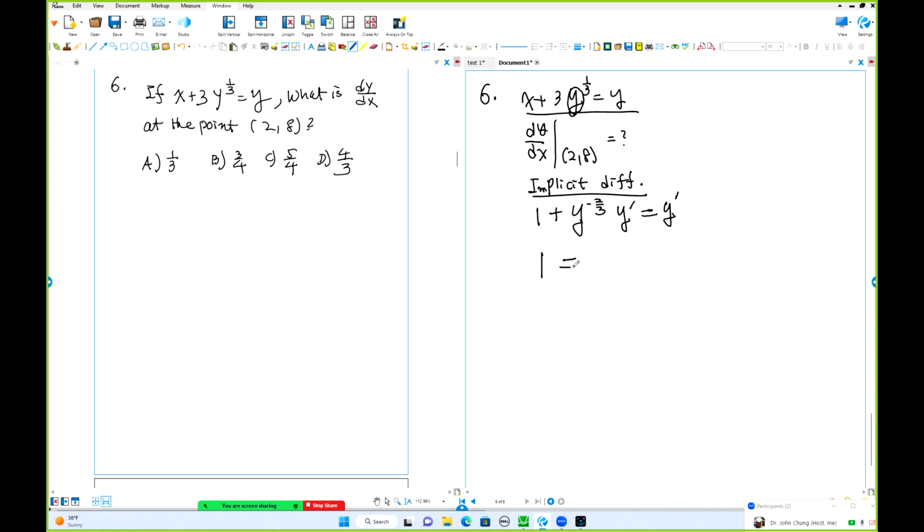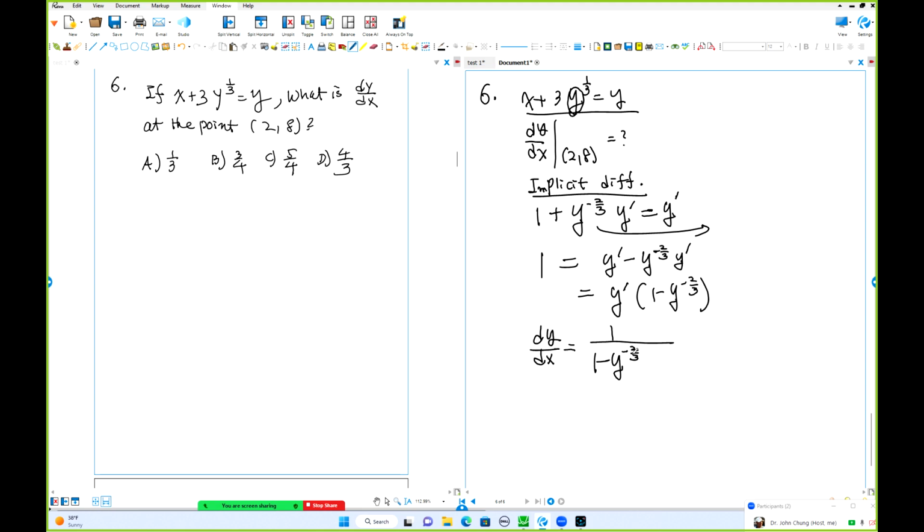So 1 equals, I'm going to move to the other side, y prime minus y to the negative 2/3 times y prime, okay? y prime is a common factor. You're going to combine it. 1 minus y to the negative 2/3, isn't it? So what is y prime? That is dy/dx. That equals 1 over 1 minus y to the negative 2/3.